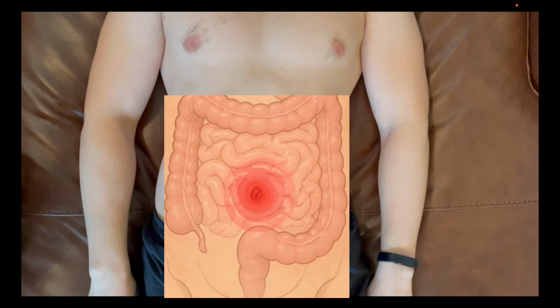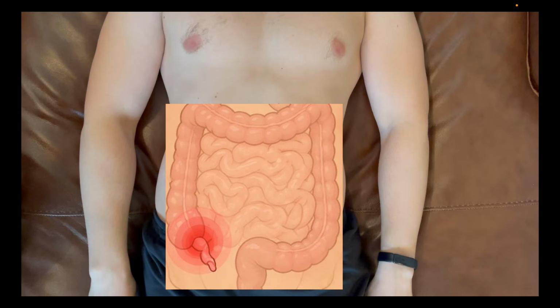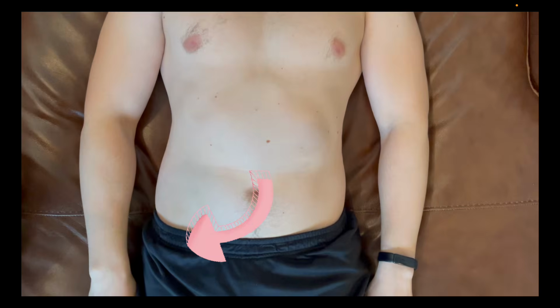As the condition progresses, inflammation spreads to the parietal peritoneum, and the pain therefore shifts to the right iliac fossa, where the appendix really is.